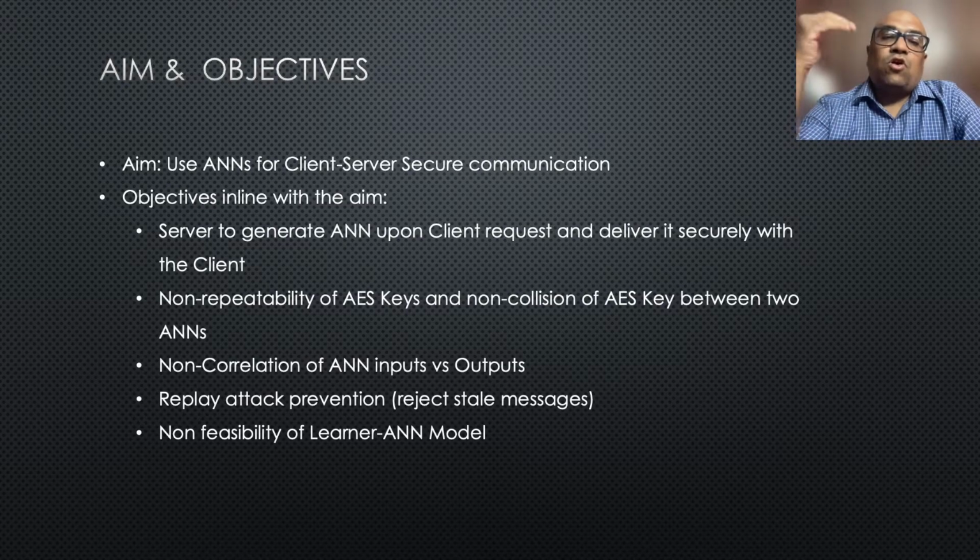And non-repeatability and non-conflict of AES keys, that is, two ANNs should not produce the same keys. The same ANN, when tried with multiple inputs, should generate non-conflicting or non-repeating AES keys, and no correlation between inputs and outputs of the ANN, and replay attack prevention, and non-feasibility of a learner ANN model. If at all there is a learner ANN which knows all the inputs and the outputs emerging from an ANN, it will never be able to converge onto the AES keys, because it will always be a poor approximation of the ANN. It will not be in a position to generate the exact AES key.